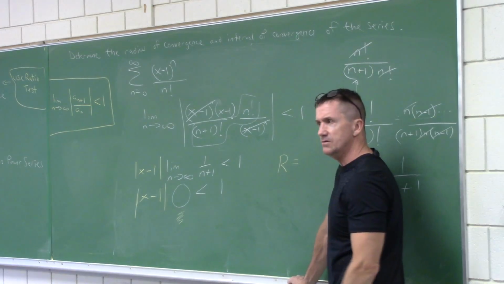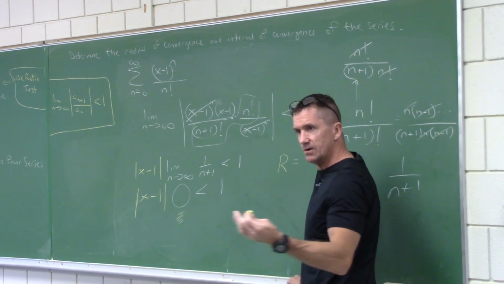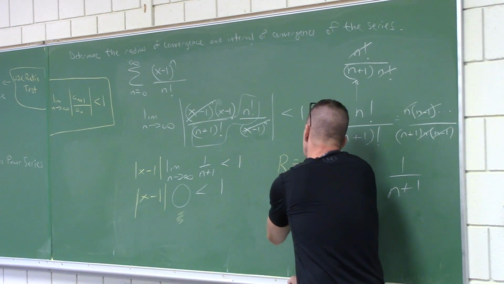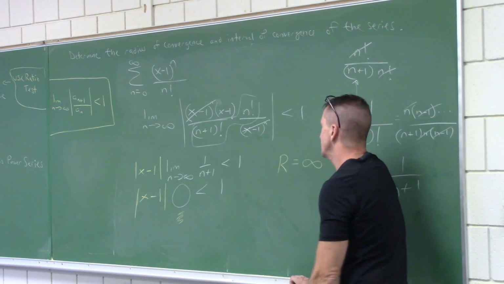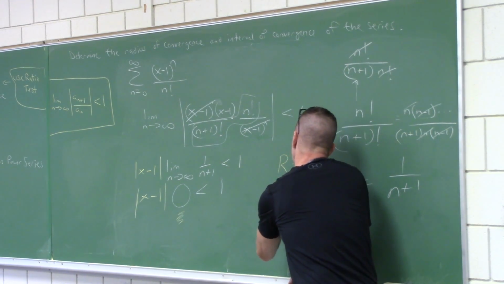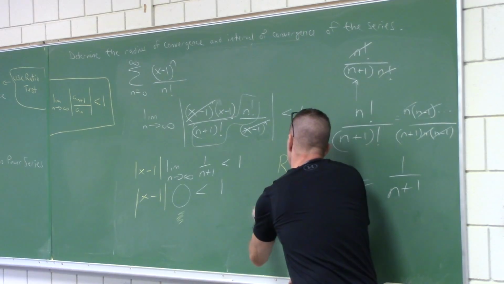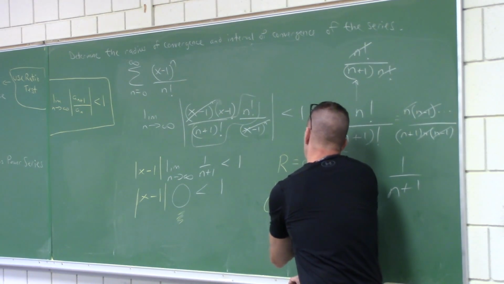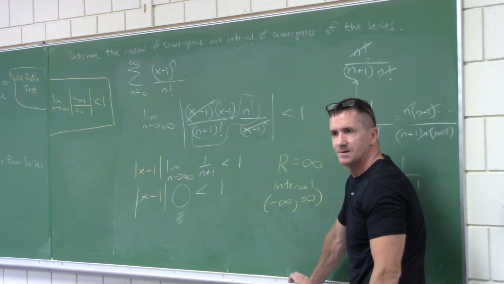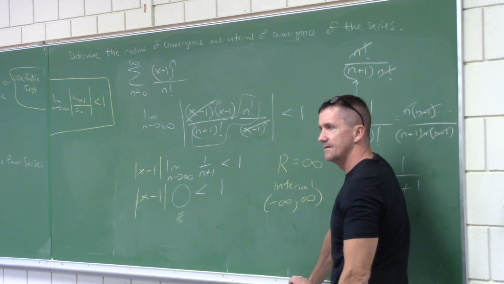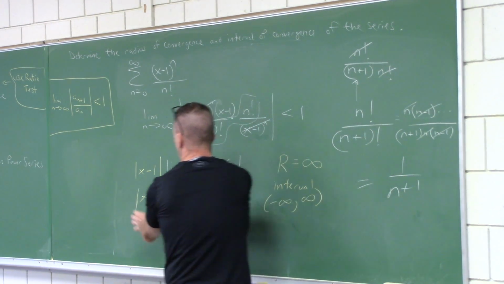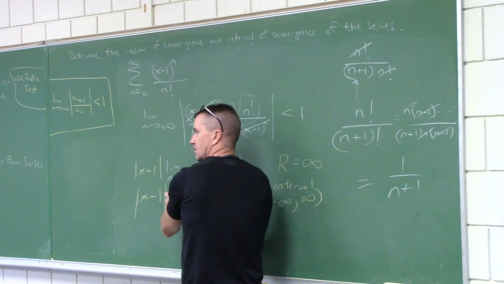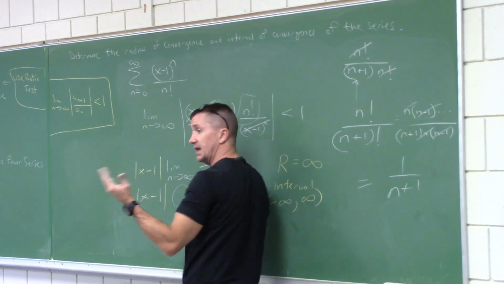Our radius. Are we thinking all reals for x? All real values? So here's our radius. What's the interval? How do you write that in an interval? And we can't check those endpoints, can we? But everyone see that? I want to make sure you know why. Anything times 0 will always be less than 1. Put that in your notes.